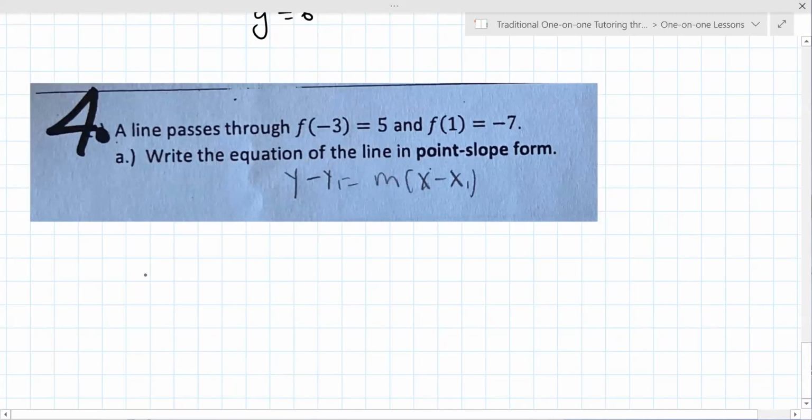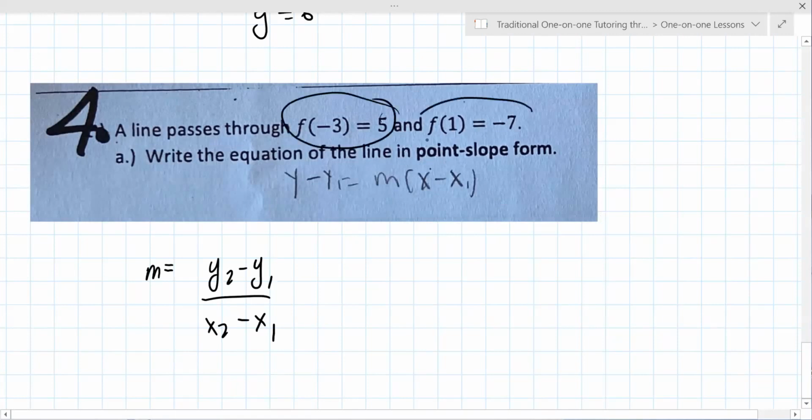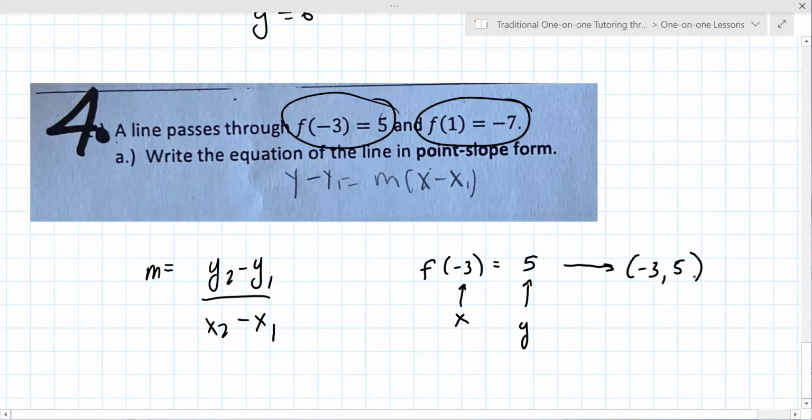M is the slope. How do you find the slope? What's the formula for that? Do you recall? y2 minus y1 over x2 minus x1. Yeah, we say y subscript 2, but yes, completely correct. So now you may or may not realize this actually is an ordered pair, and so is this right here. So when it says f of -3 equals 5, this is x, the -3, and this is y. So this becomes the ordered pair -3, 5.